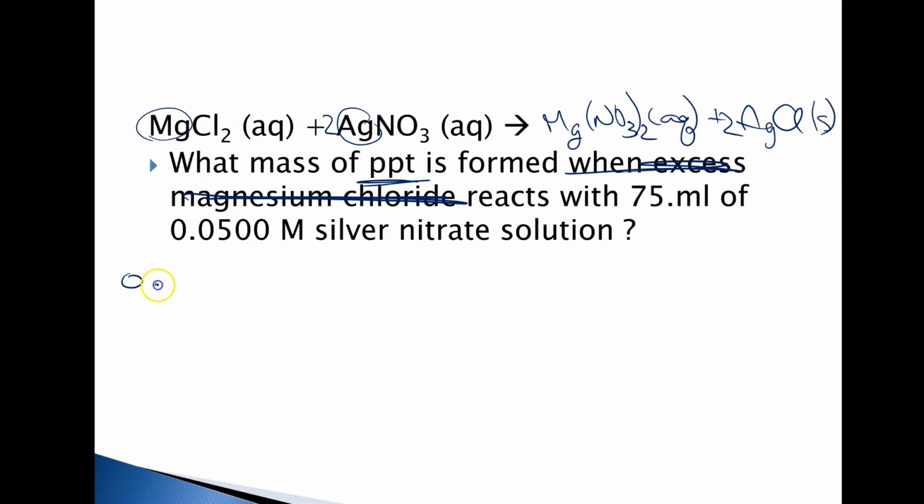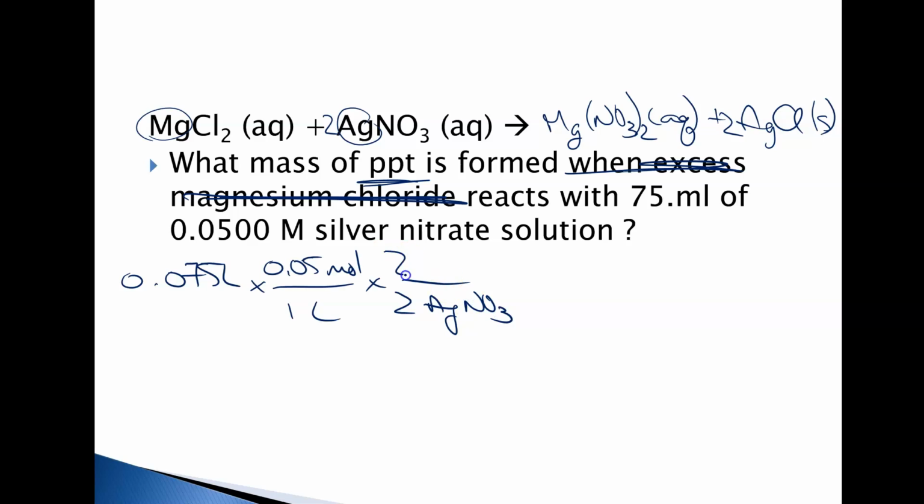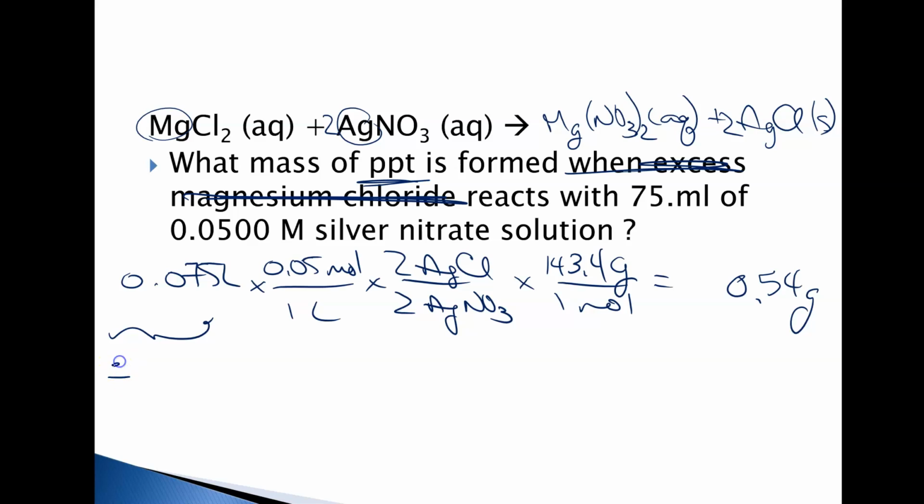So 0.075 liters, 1 liter, 0.05 moles. It's 2 AgNO3 to 2 AgCl. 1 mole is grams, 143.4. Multiply it out, 0.54 grams. A couple of things I want to point out. Make sure you divide by 1,000 to get liters, and then liters times molarity will give you moles, and you can just go straight into stoichiometry from there.